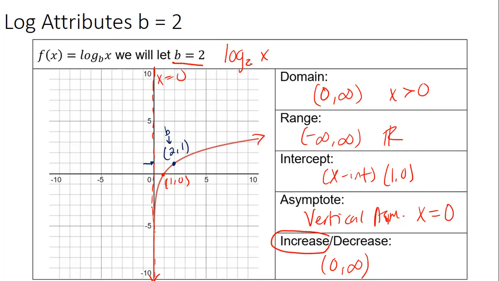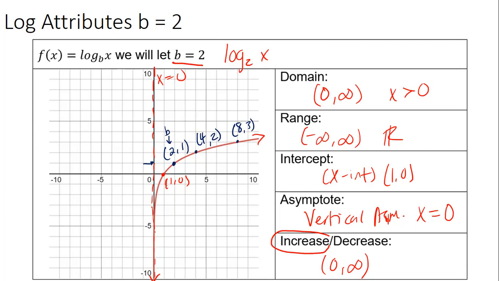Remember, a log is asking you your base to what power makes your argument, right? So here, if I go here at 4, this is asking 2 to what power makes 4? 2. That's why it's at 4, 2. If I go here, this is saying 2 to what power makes 8? 3. Count up where we're at: 3, and that's 2 to the 3rd power makes 8. Okay, that's how you're reading the log graph. You're saying the base to what power makes the x, and the y is the answer to that.